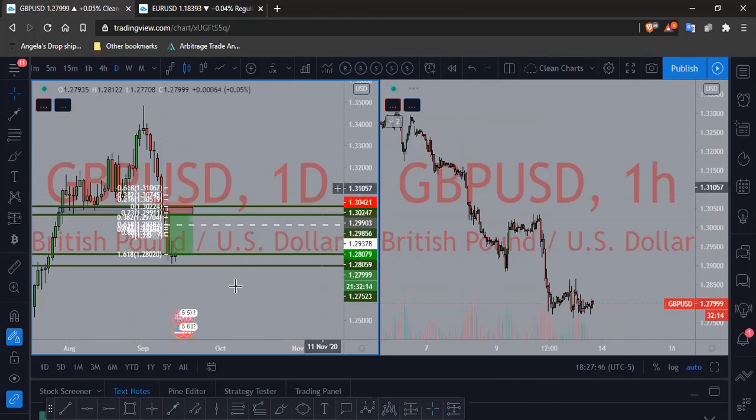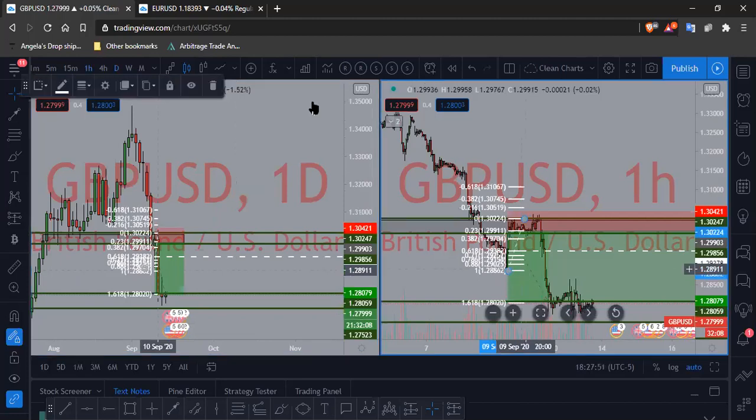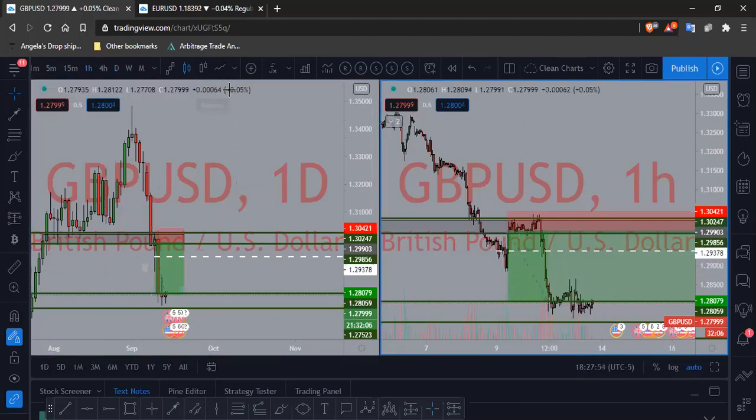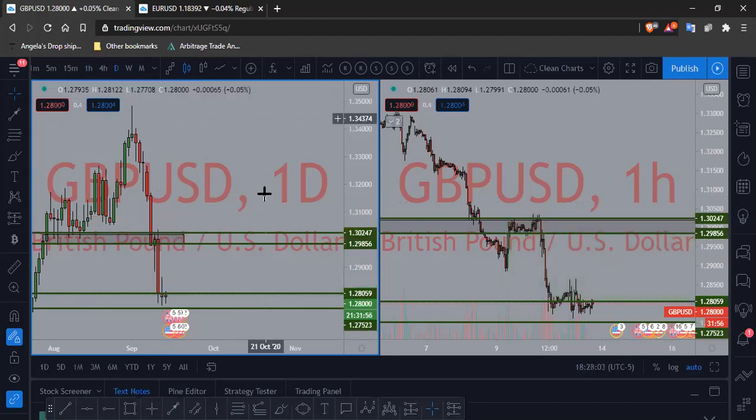All right, so GU hit take profit last week. That's cool, that's exactly what I like to see. Let's get rid of that, and get rid of this trade. A good 1 to 3.5 risk to reward ratio.